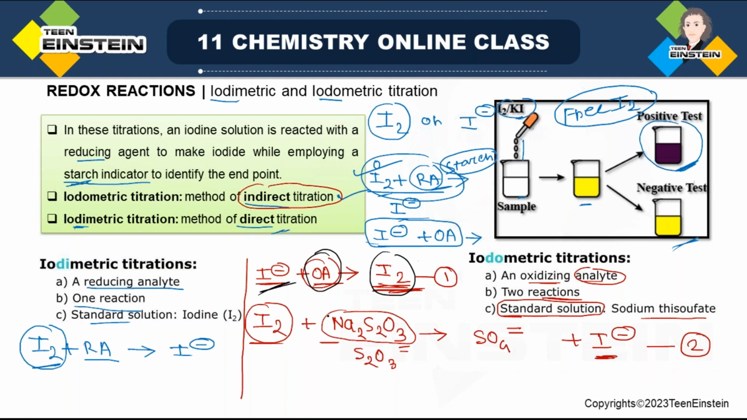So first this oxidizing agent is oxidizing iodide to iodine, and this iodine you are reacting with the standard solution of sodium thiosulfate, and from the mole ratio of these two, now you know the number of moles of iodine. Once you know the number of moles of iodine from the first reaction, that is once it is balanced, you will know the mole ratio of this oxidizing agent and iodine. Finally you can calculate the number of moles of this oxidizing agent. So this is the difference.